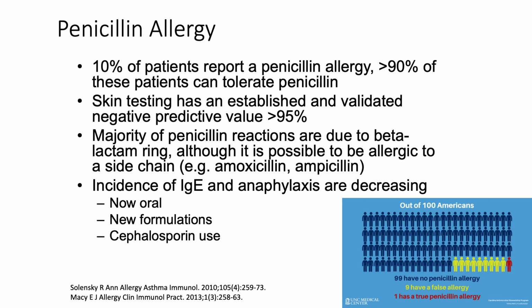So penicillin allergy, I already told you 10% of the general population have it on their chart, but over 90% of them can tolerate it. And this figure shows you, I love the figure, it's 100 patients, and 10 of those are yellow that have an allergy, and that only one little red person is truly allergic. Skin testing is validated and established, and the negative predictive value is over 95%, which is good.